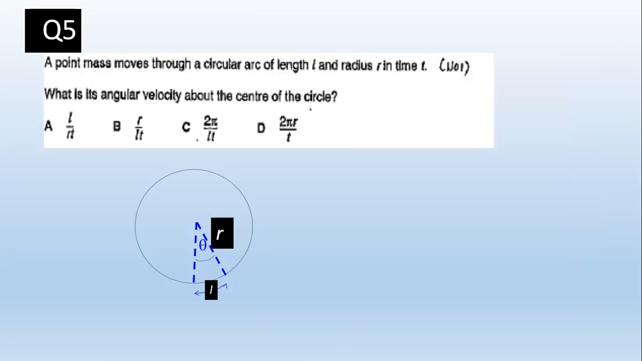All right, how about this one? Showing you the picture. A point mass moves through a circular arc of length L and radius R in time T. What is the angular velocity about the center of the circle? What's the answer? C.